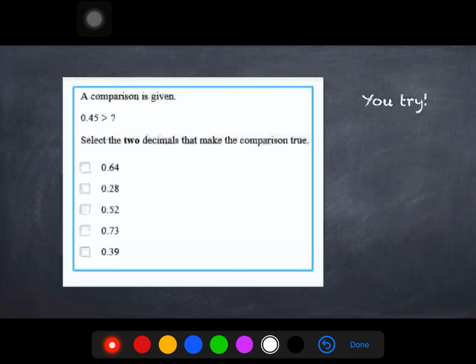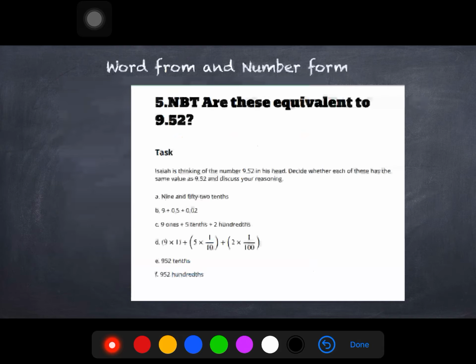So would you try this one? Which 2 would you choose? That's exactly correct. If I'm telling you that this problem is greater than, that means a 4 in the tens place has to be greater than the numbers you chose, and that's why those are your 2 answers.